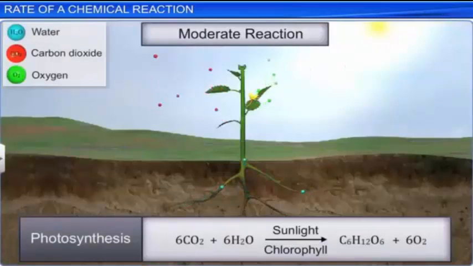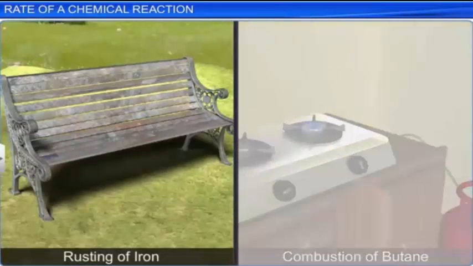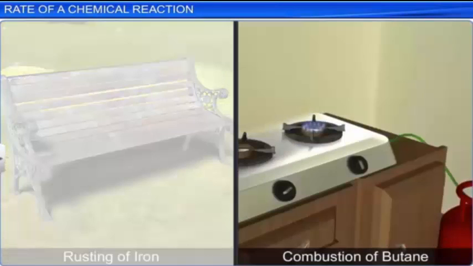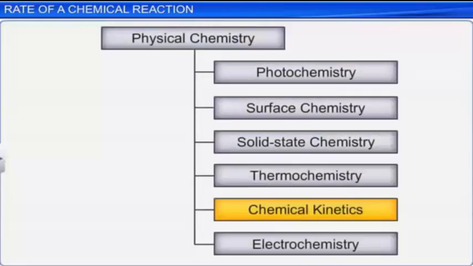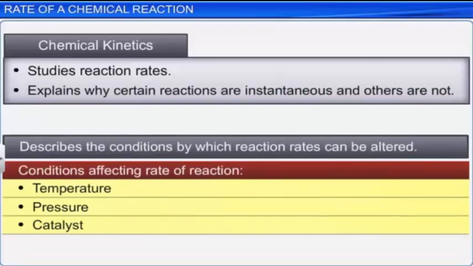There are some reactions which take place with a moderate speed. Photosynthesis is an example of a moderate reaction. Have you ever wondered why some reactions are slow while others are fast? Chemical kinetics is the part of physical chemistry that studies reaction rates and explains why certain reactions are instantaneous and others are not. It also describes the conditions by which reaction rates can be altered.